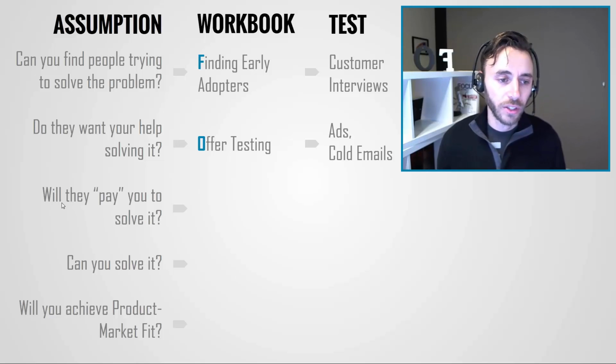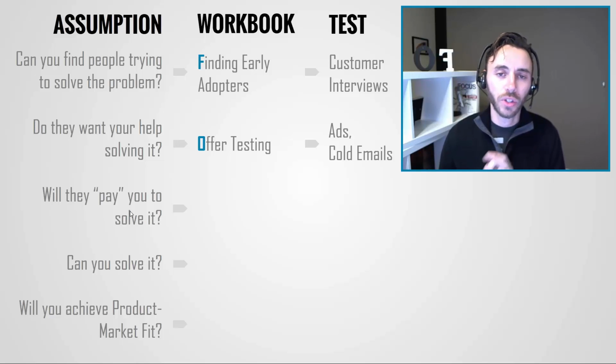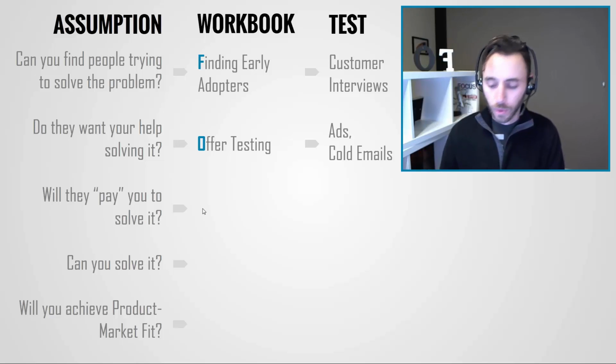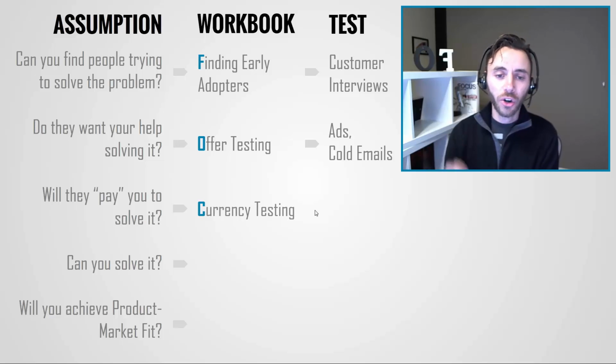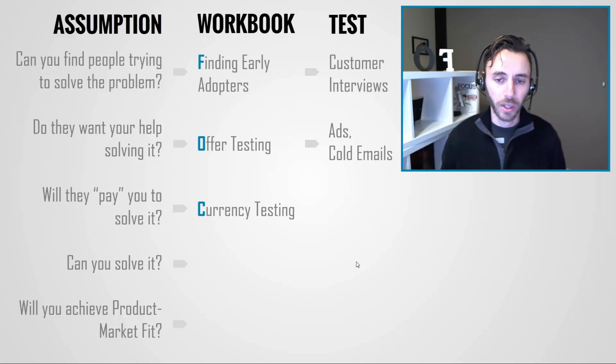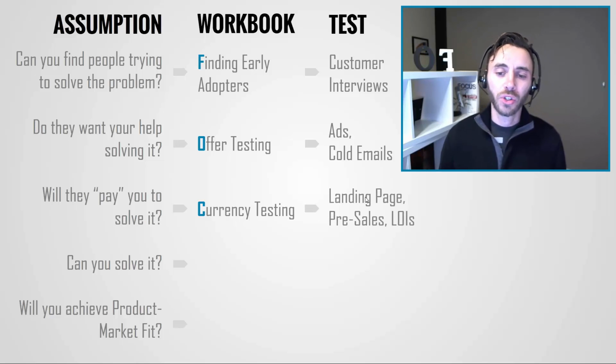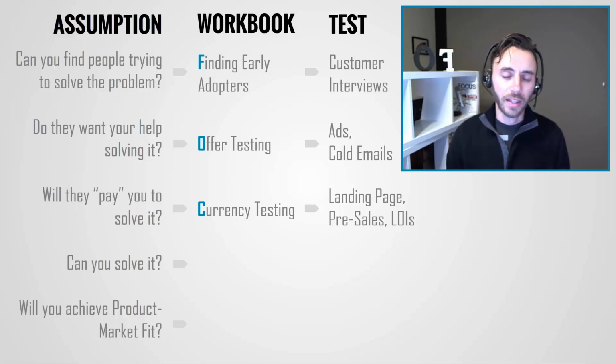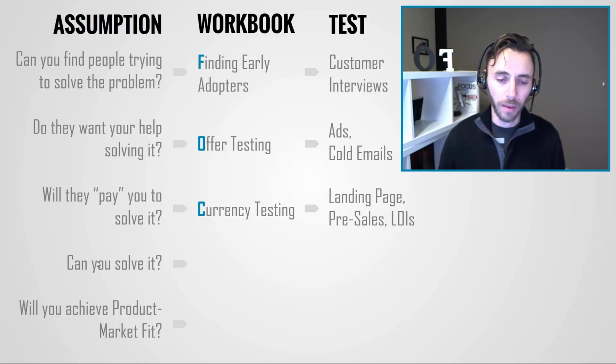All right, so once you've done your offer testing, you'll move on to, will they pay you to solve the problem? So here, it's a workbook called currency testing, because currency represents not only cash, but anything of value you need to go and achieve your product market fit. And this workbook is going to show you all about landing page testing, pre-sales, letter of intent. It's going to show you about price testing, total lifetime value. It's going to tell you all that good stuff. How to build your MVPs, how to test them, how to put success metrics around them, and how to know when it's time to move on to the next assumption, which is, can you solve the problem?